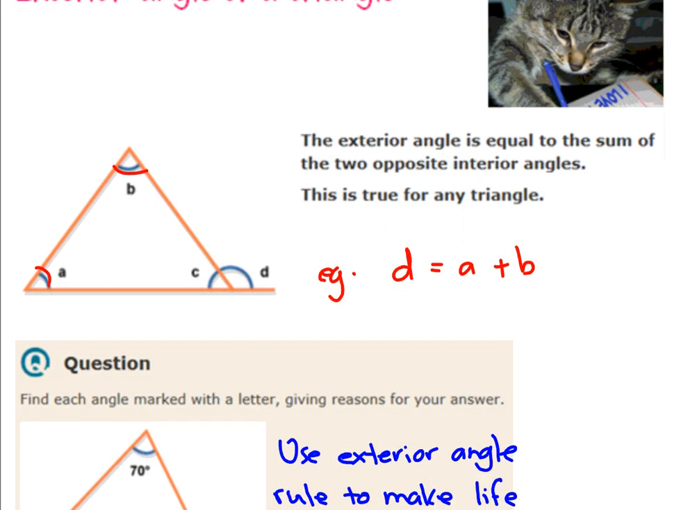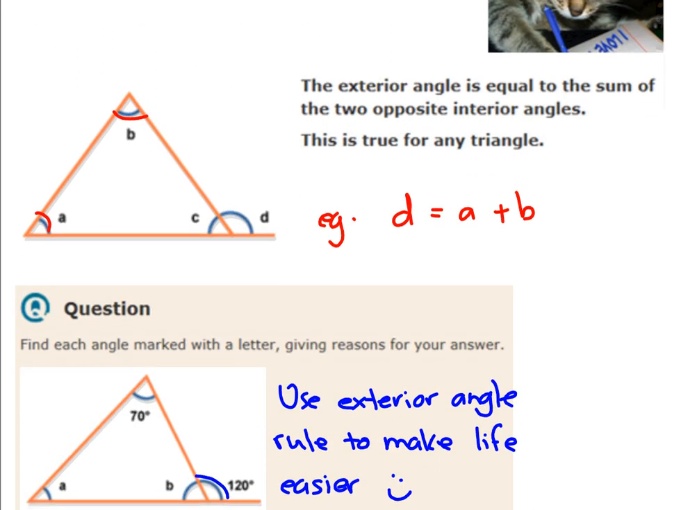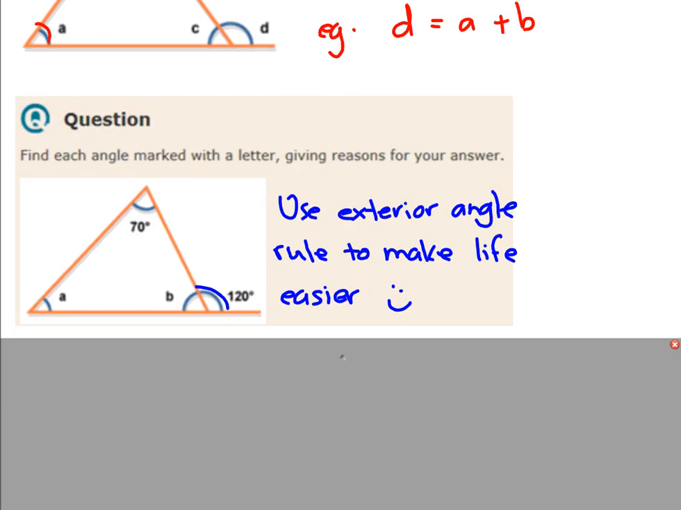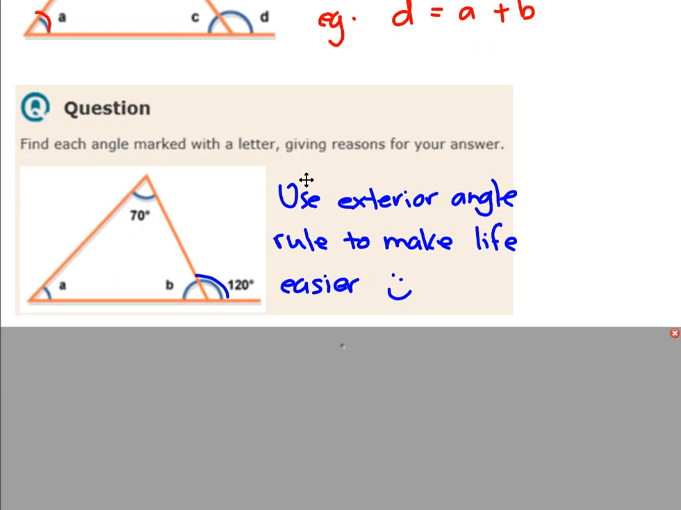So now you just need to remember, as a shortcut, the little external angle is equal to those two added together. Not the C, but those two added together. So let's try using this exterior angle of a triangle property. Find each angle marked with a letter. Give reasons for your answer. You could use the exterior angle rule to make life easier.